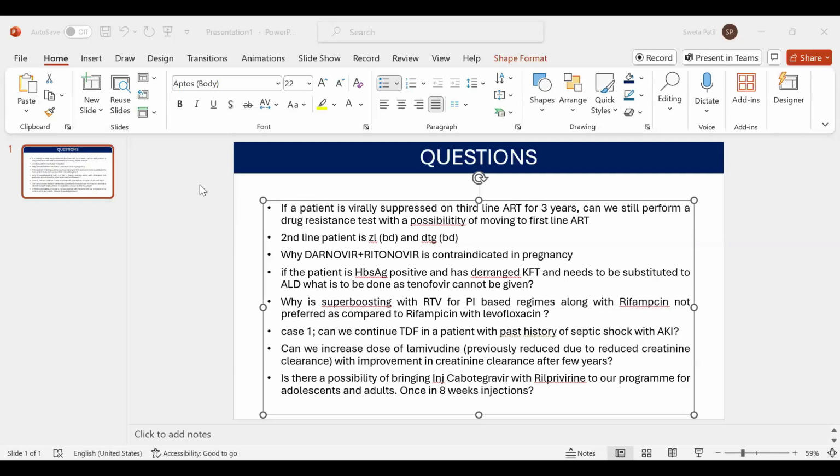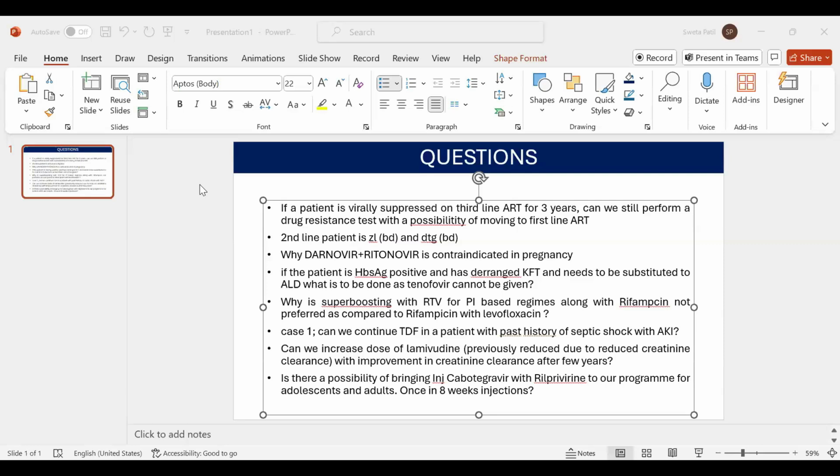Suppose we are about to give levofloxacin, and such a patient has a past history of multiple times TB. Then in that case, there is an issue of possible resistance. So you can refer to a center of excellence in TB, or you can ask your concerned COE to take an opinion from TB specialists, and then a regimen can be derived in that case.